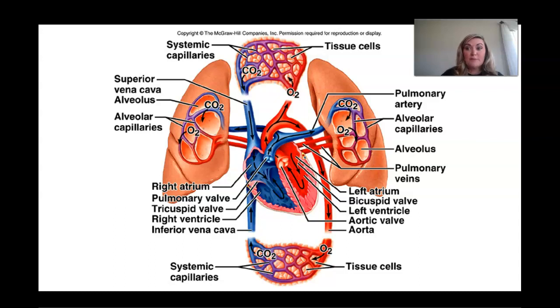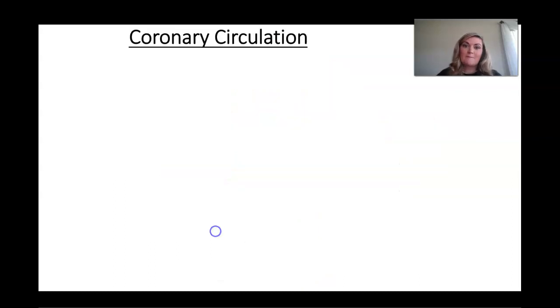And here's just another picture of what we've been discussing, what goes on, going through the pulmonary circuit, which is to the lungs and back, and then the systemic circuit, which is going to be to the body's tissues and back, or to the systems and back.